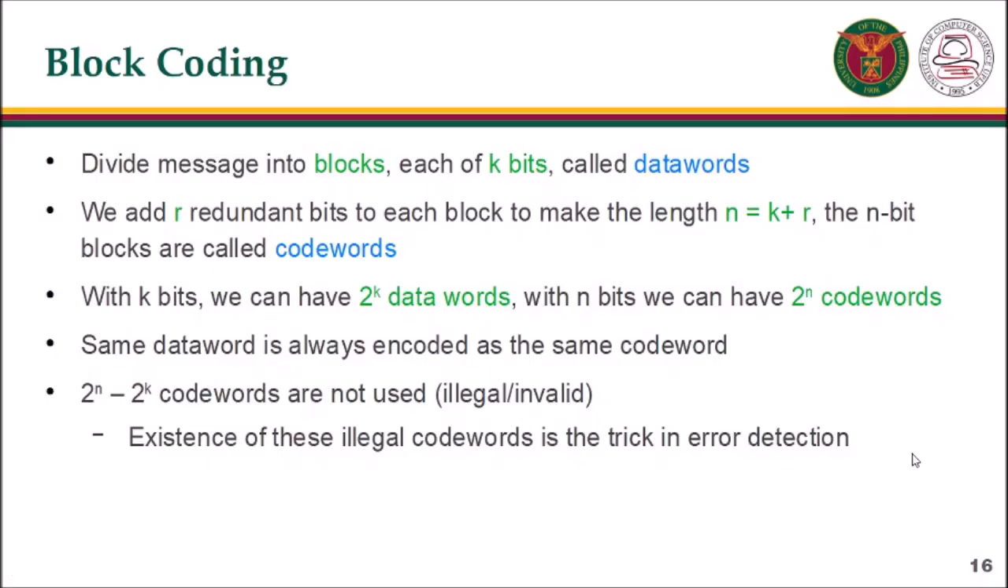In block coding, we divide the message into blocks, each of k bits, called data words. We add r redundant bits to each block to make the length n equal to k plus r. The n-bit blocks are called code words. With k bits, we can have 2 raised to the k data words, and with n bits, we can have 2 to the n code words. The same data word is always encoded as the same code word. With this, 2 raised to the n minus 2 raised to the k code words are not used. The existence of these illegal words is the trick in error detection.